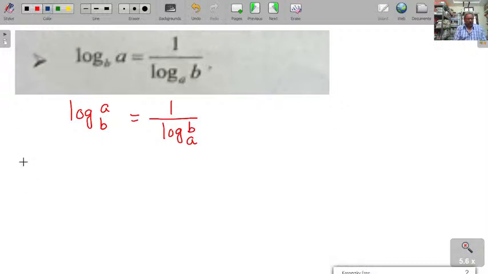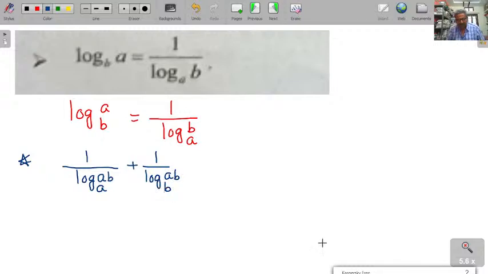So now let us move to one question. 1 upon log ab to the base a plus 1 upon log ab to the base b. What do you get now? What is your answer? You try this question.